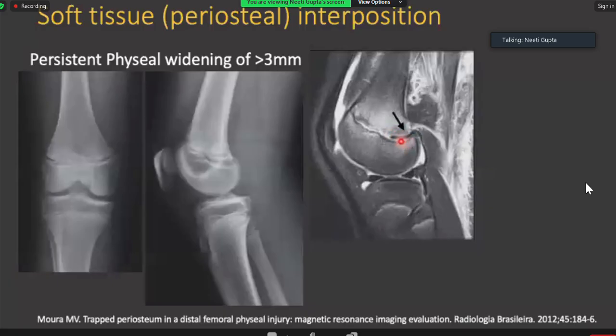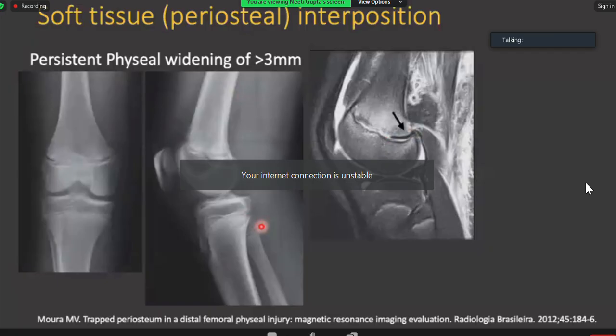So this trapped periosteum will also predispose to formation of transphyseal bars, as we saw earlier. That is because the pediatric periosteum has a strong osteogenic potential, and that's why it can lead to physeal bridge or new bone formation across the physis. So it is important to suspect soft tissue interposition, especially when you see persistent physeal widening in follow-up radiographs. Make sure to get an MRI in such cases.